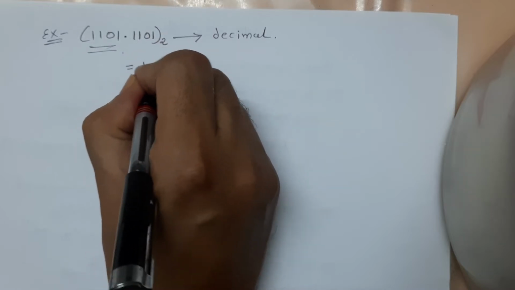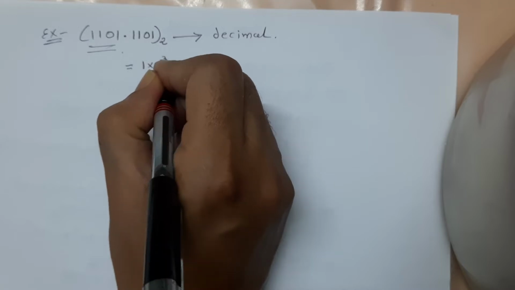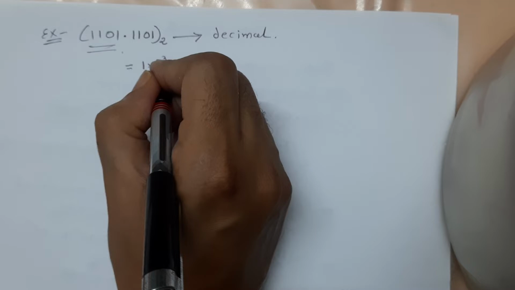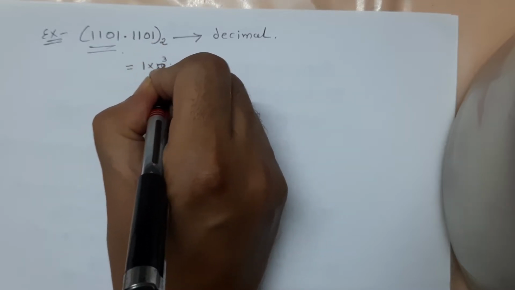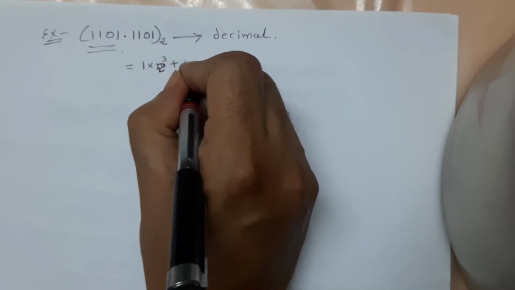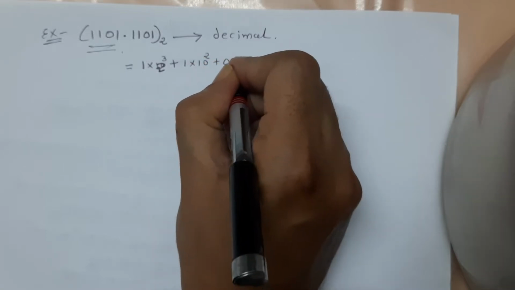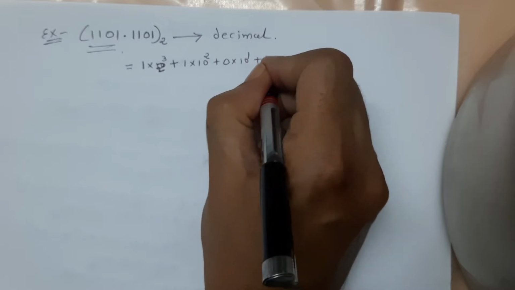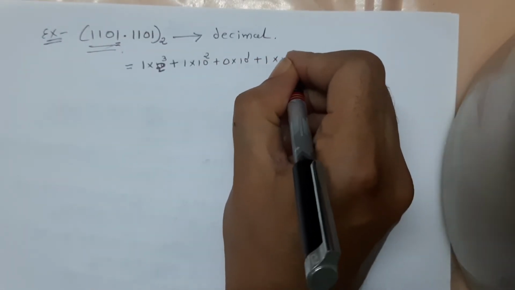1 into 2 raised to 3, sorry, 2 raised to 3. This is binary to decimal, therefore 2 raised to 3 plus 1 into 2 raised to 2 plus 0 into 2 raised to 1 plus 1, this last one, into 2 raised to 0.